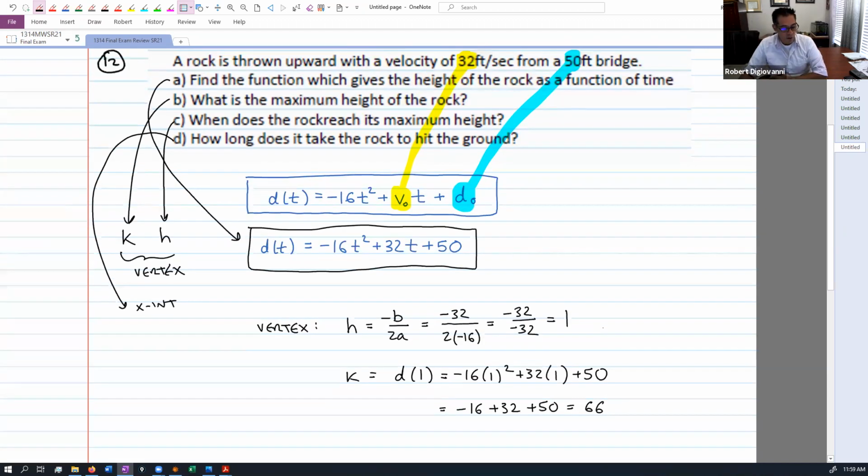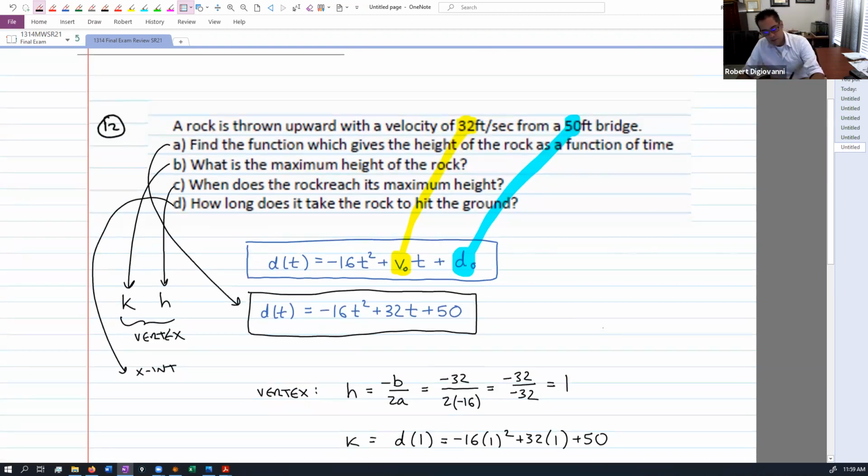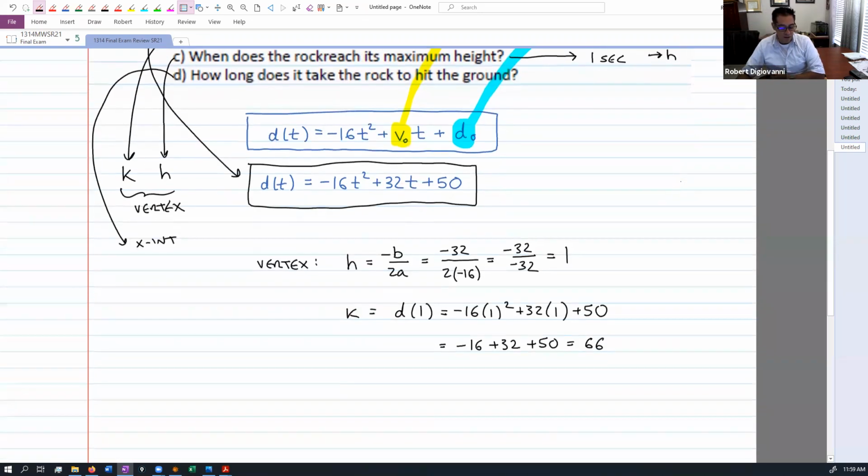So we can answer parts B and C right now. Part B, what's the maximum height? This will be 66 feet. And the time it takes to reach it is 1 second. So this is the K, this is the H. Now, how long does it take to hit the ground?